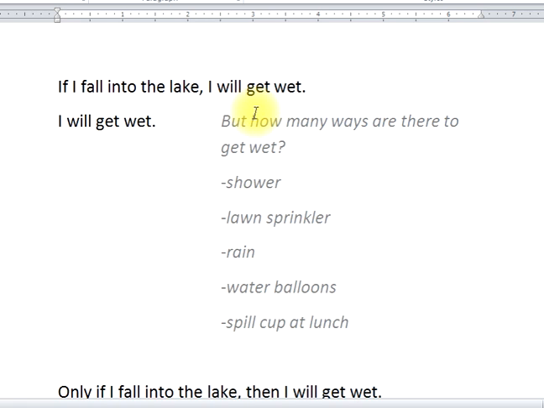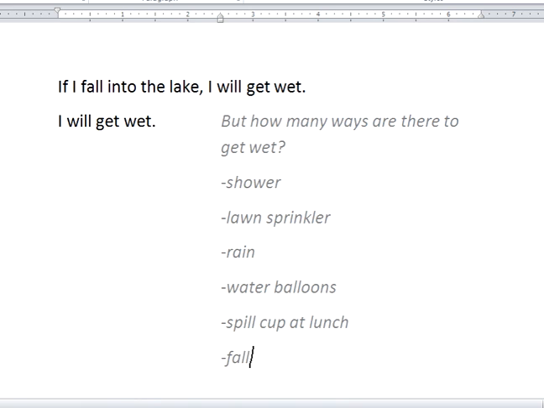That is not a way to get a conclusion, because how many ways are there to get wet? You can get in the shower, you can get a lawn sprinkler on you, you can be rained upon, you can have a water balloon fall on your head, you can spill a cup of lunch. So just the very fact that I will get wet doesn't mean that I'm going to fall into the lake. Falling into the lake might be a possible way to get wet, but look at all these other ways. So just to say that you're going to get wet doesn't mean that you're absolutely going to fall into the lake, right?